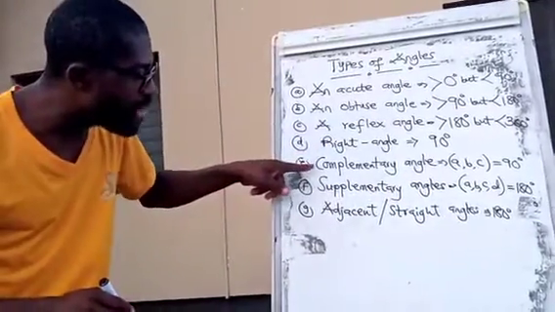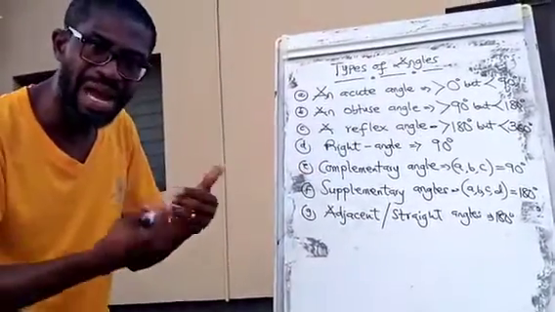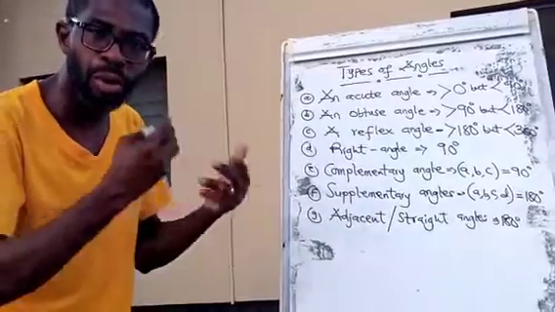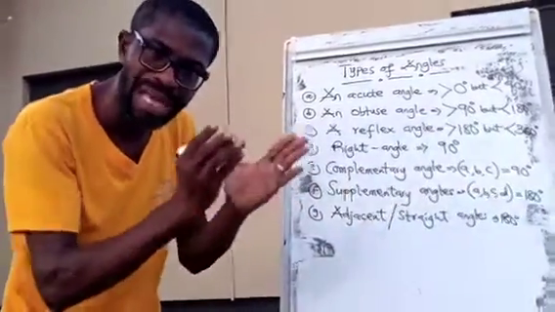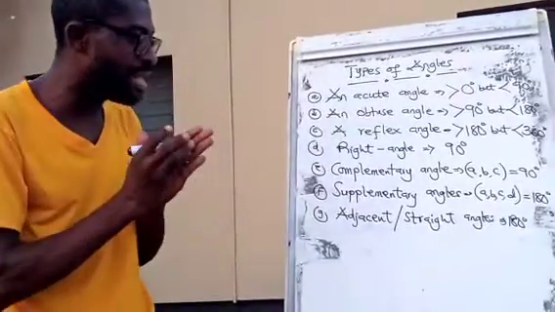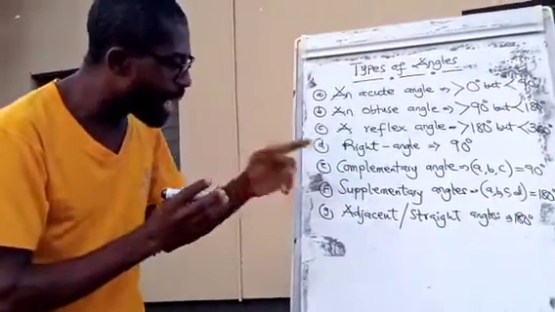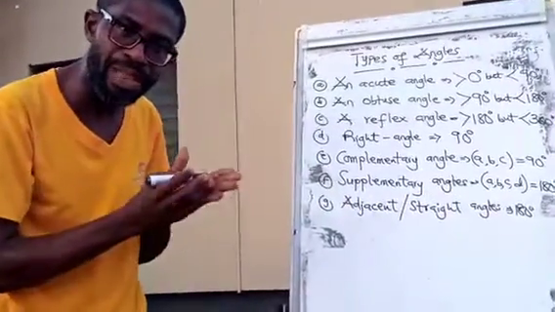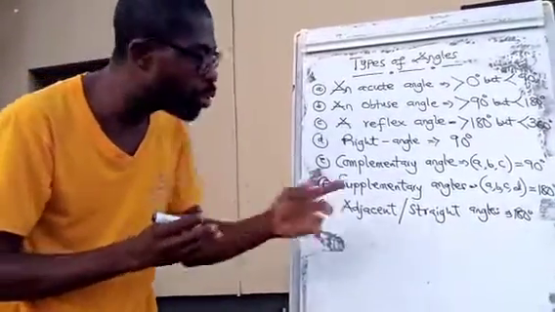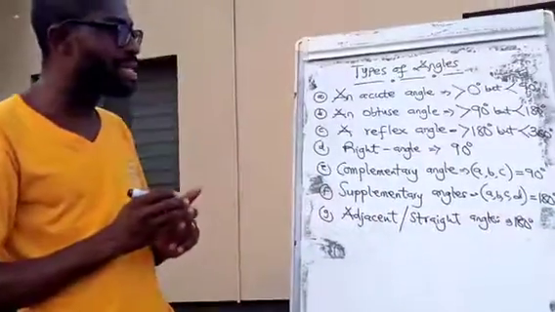But complementary angles are several angles. It could be two or more than two adding up to 90 degrees. Their total sum should give you 90 degrees. Same as supplementary angles also. Their total sum, the various angles all should give you 180 degrees.